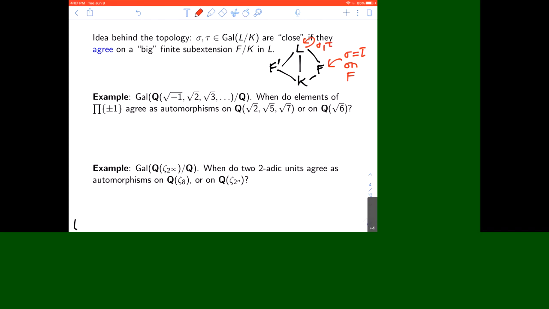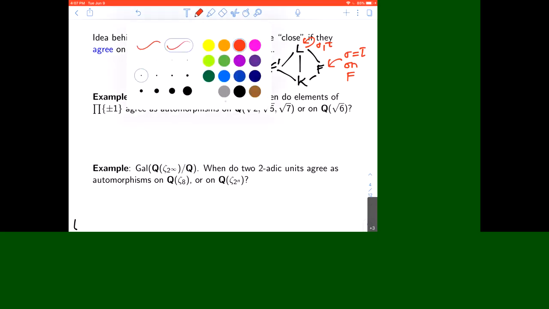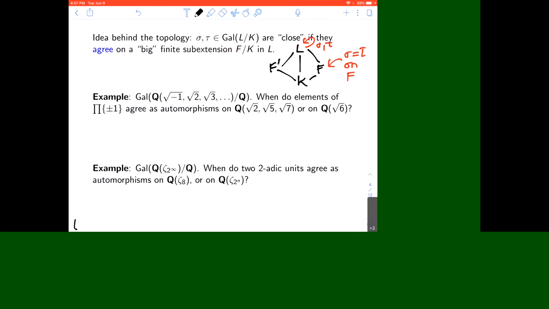So you can get closer if you make F bigger. As you agree on bigger finite extensions, that's more information. You're kind of making the sigma and tau closer if you force them to agree on larger and larger finite extensions. And so that's basically the idea of the topology. We'll give it maybe a precise definition of the topology on the next slide.